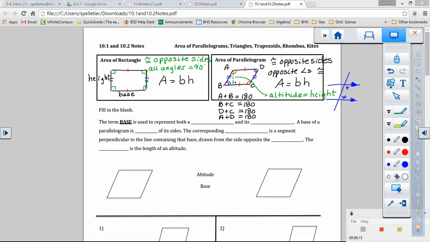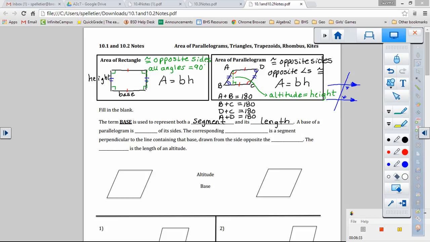Let's fill in the blank. The term base is used to represent both a segment and its length. A segment and its length, the base.